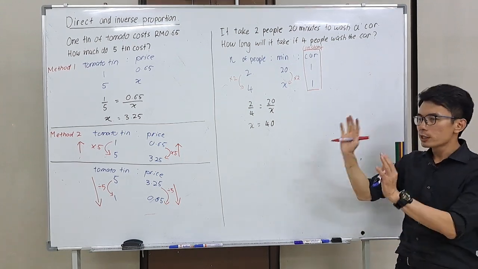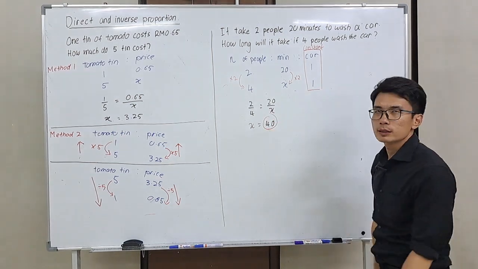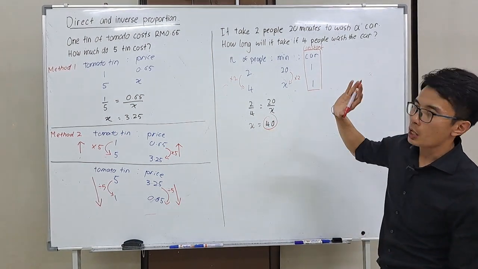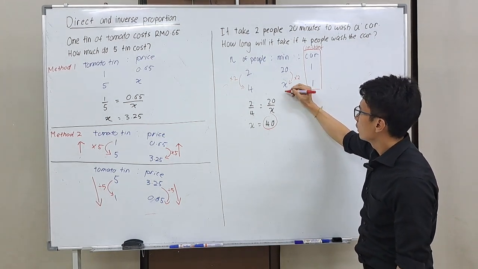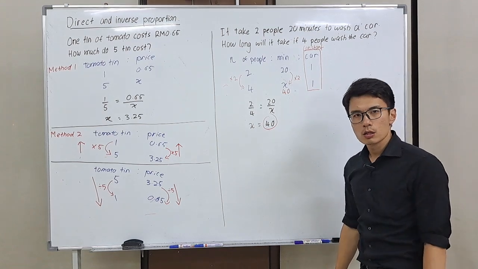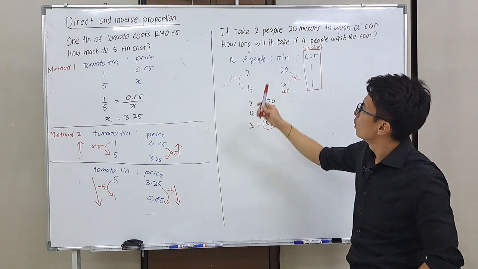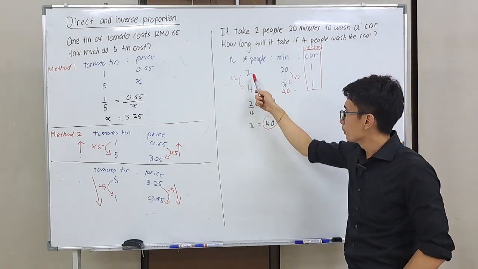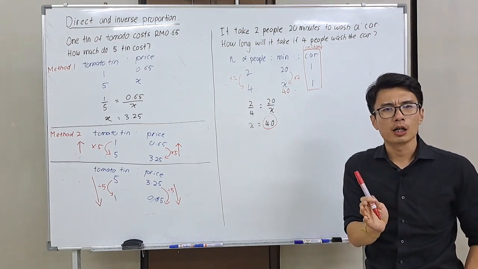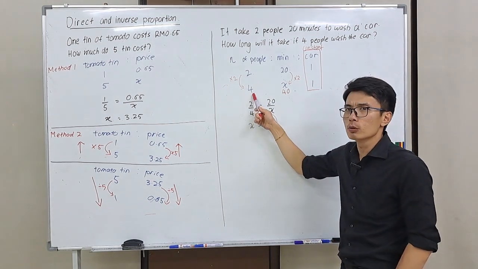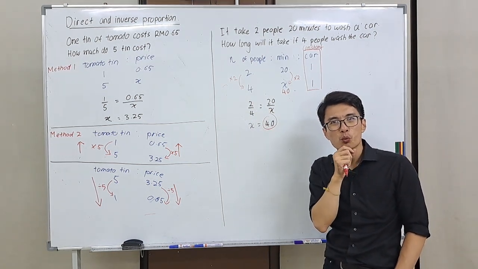But then again, let's pause for a while. Let's take a look, what is this answer telling us? Based on our initial calculation, we are saying that x is 40 minutes. Now let's see, does it sound right or not? Two people will take 20 minutes to wash a car. But now I have more people and I take longer to wash a car. Sounds very weird already, right?